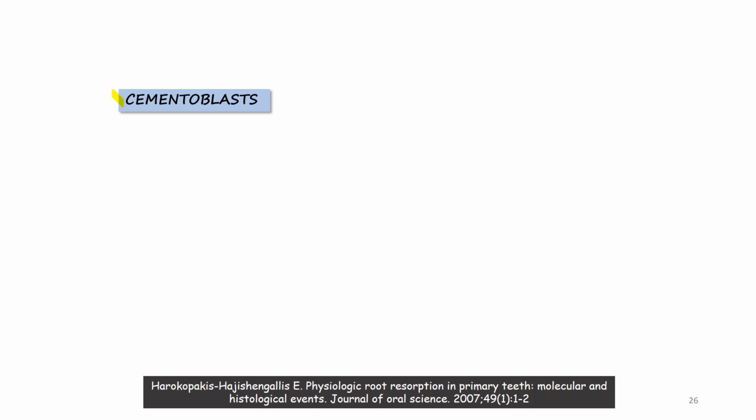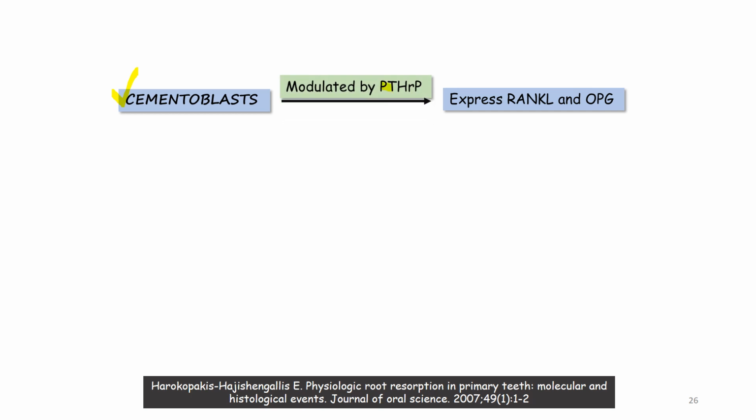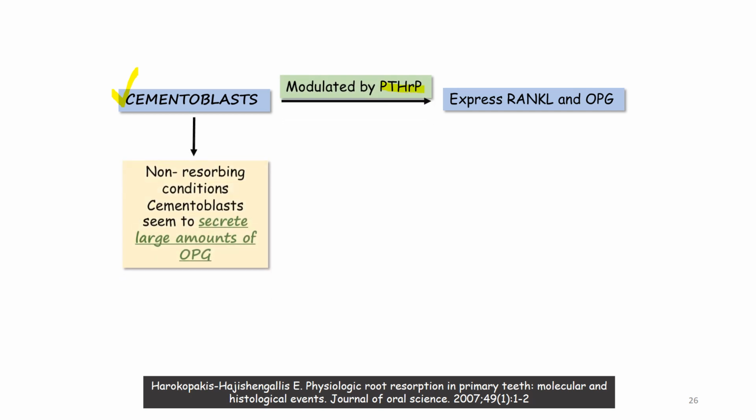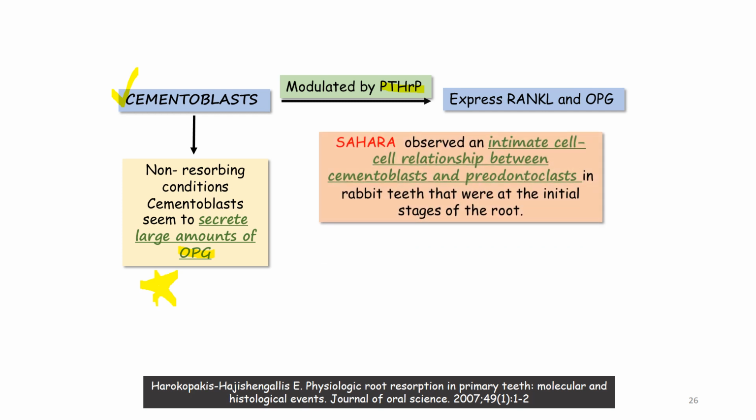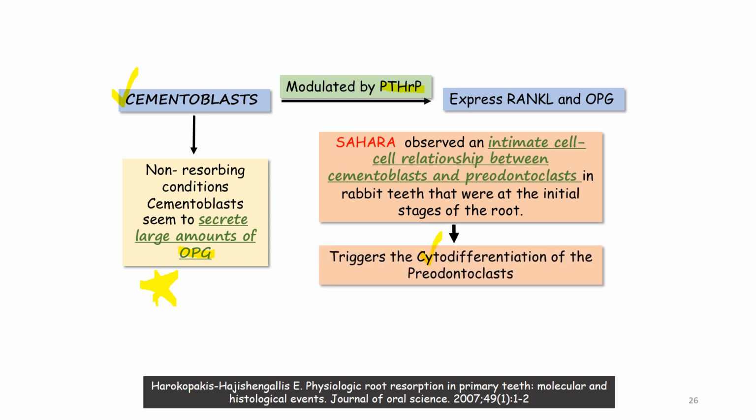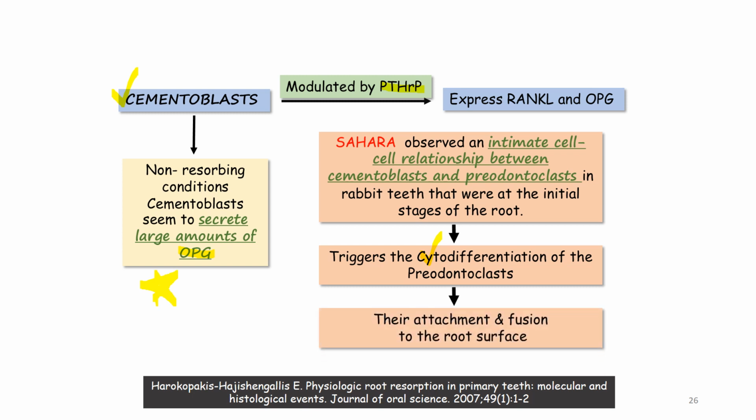But recently, even cementoblasts have been shown to express RANKL and OPG, which is modulated by parathyroid hormone related protein. Interestingly, under non-resorbing conditions, cementoblasts seem to secrete larger amounts of OPG. This could be one of the possible mechanisms by which the cementum is protected against resorption when compared to that of the bone. Also, Sahara et al. observed an intimate cell-to-cell relationship between the cementoblasts and the pre-odontoclasts. This can trigger a cytodifferentiation of the pre-odontoclasts into active and mature odontoclasts, which allows their attachment and fusion to the root surface.